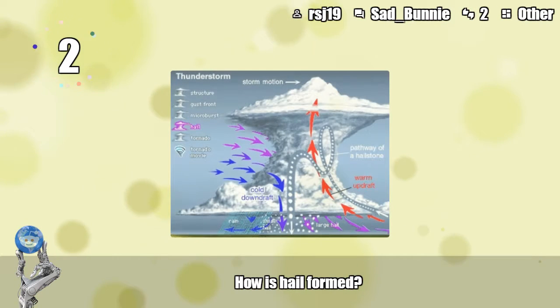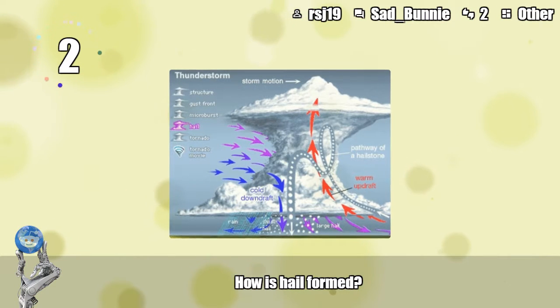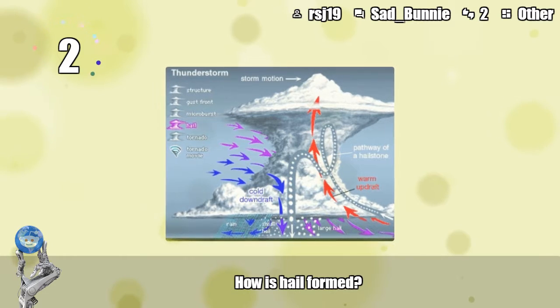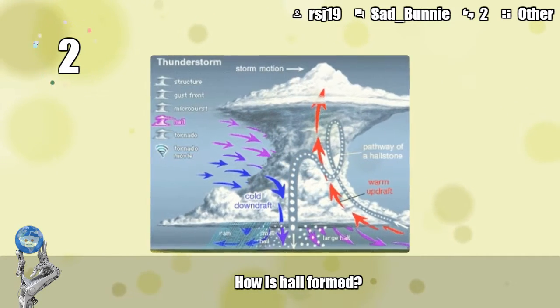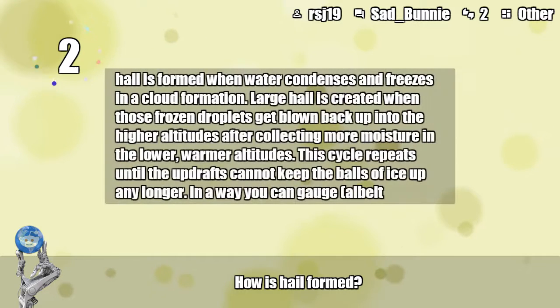Up next at number 2, in the category Other, the user RSJ19 is looking to know, how is hail formed? Which the user Sad Bunny replied, hail is formed when water condenses and freezes in a cloud formation.